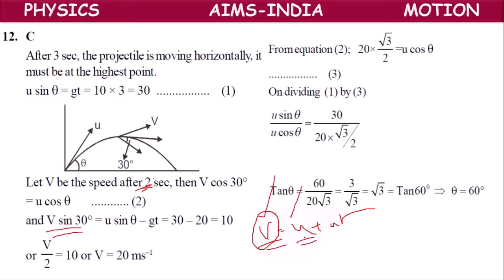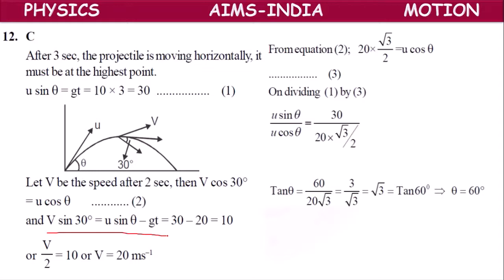U means initial vertical component of velocity, which is u sin theta, while throwing u sin theta, after 2 seconds v sin theta, and acceleration due to gravity a is equal to minus g, and we are having t here. So v sin 30 degrees value we can write like this, where u sin theta already we have calculated, which is 30 minus 2 into 10, 20, which is equal to 10. We got 10 as answer.